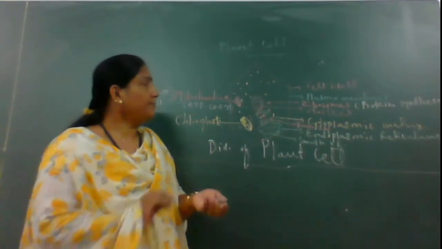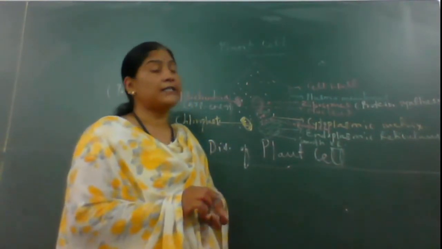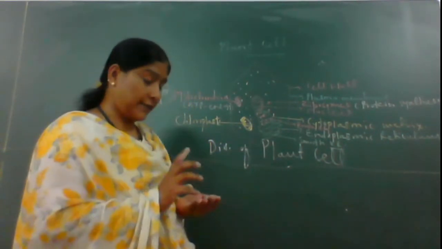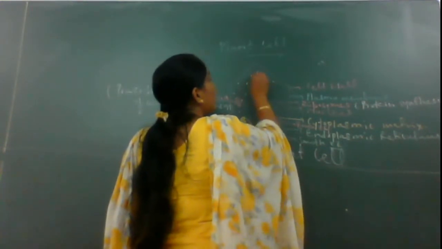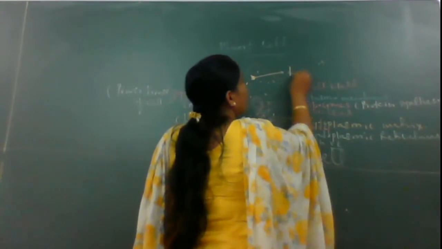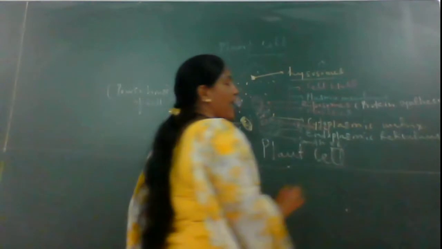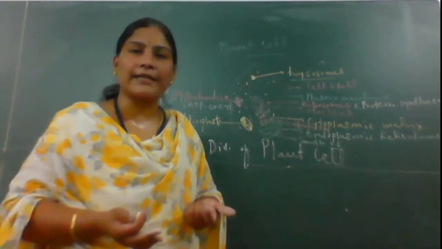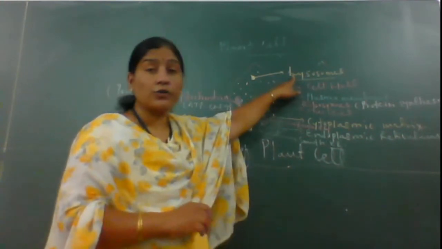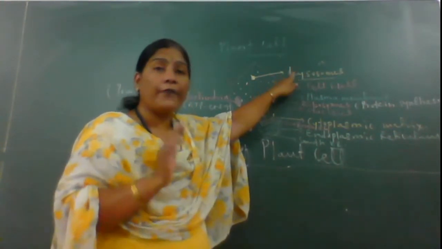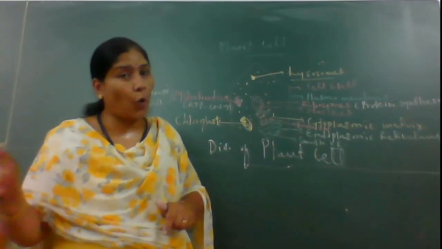Okay. Then in this fluid-like matter, the cytoplasmic matrix, or in the cell, there is the presence of lysosomes, which we also call suicidal bags. Why are they called suicidal bags? Because a lysosome is an organelle which has the ability to degenerate the older cells.